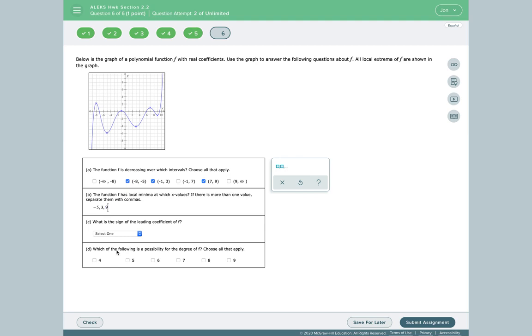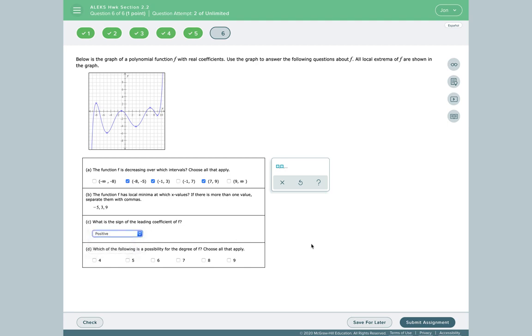And in terms of the sign of the leading coefficient of f, remember the end behavior, you have down to the left, up to the right. So in this particular case, with down to the left, up to the right, that means we're going to have an odd-powered function. And the result is going to be positive. So you have a positive leading coefficient.